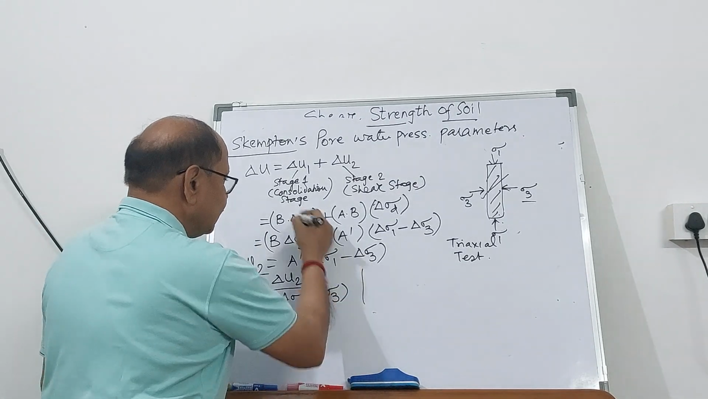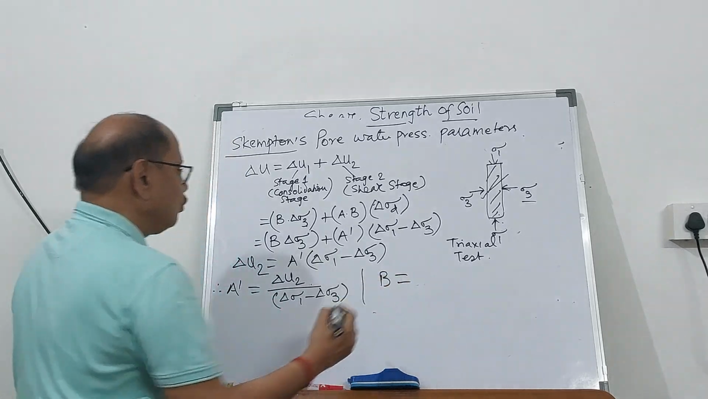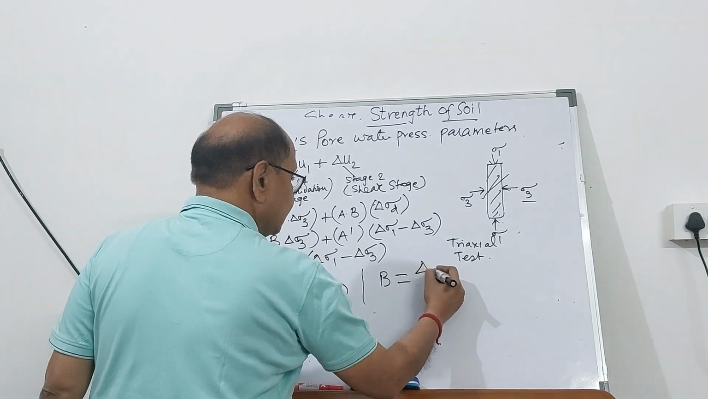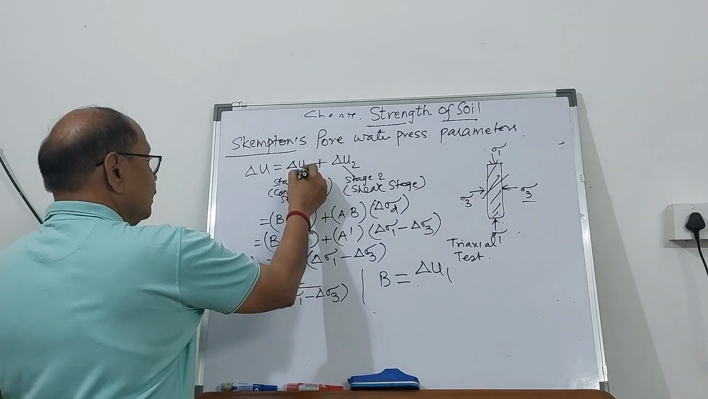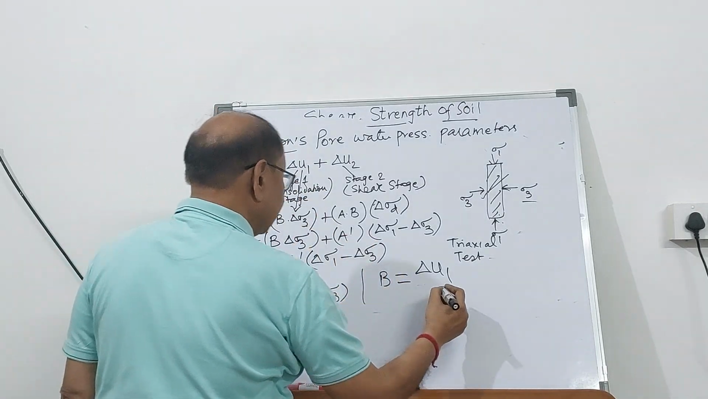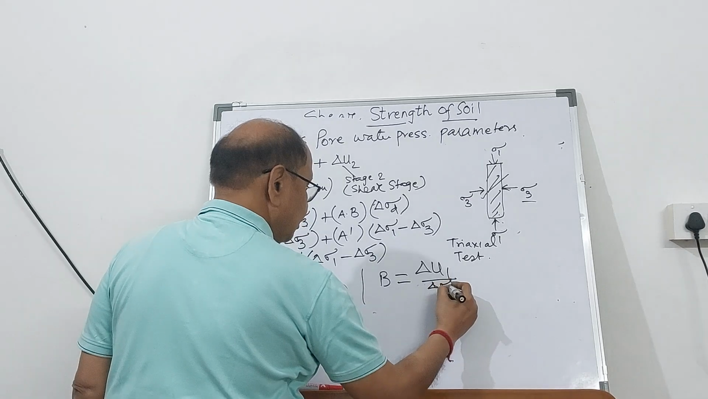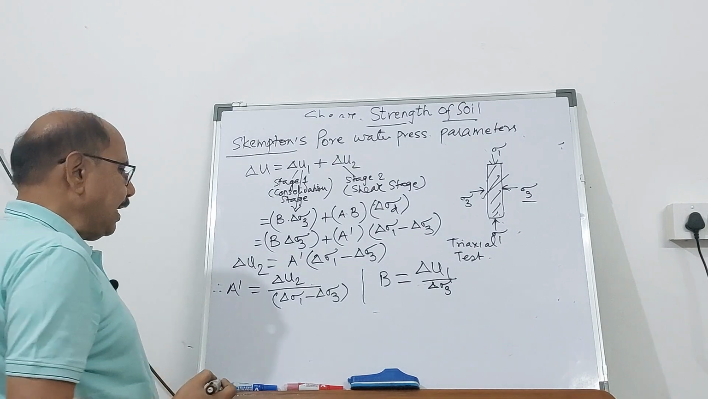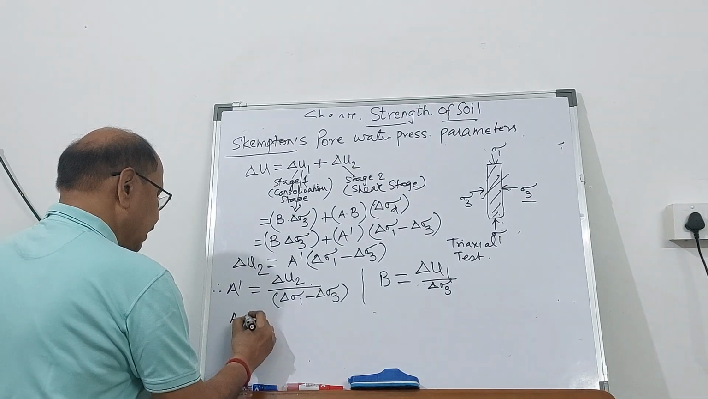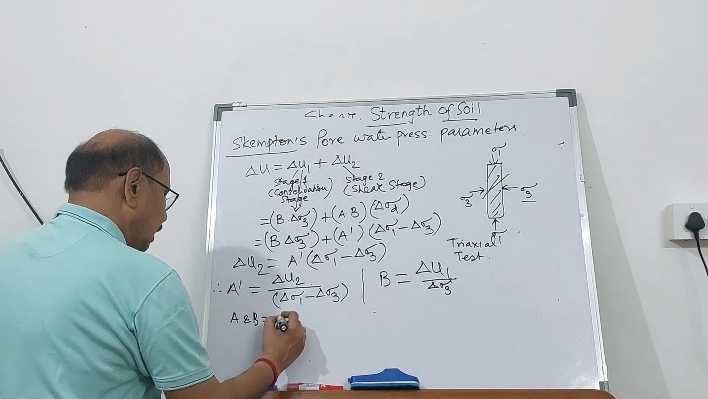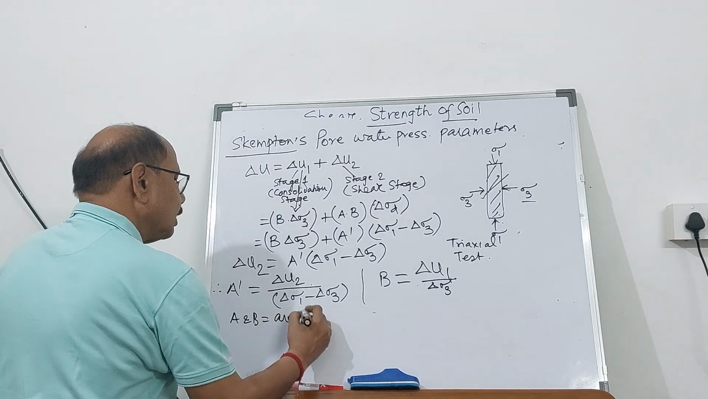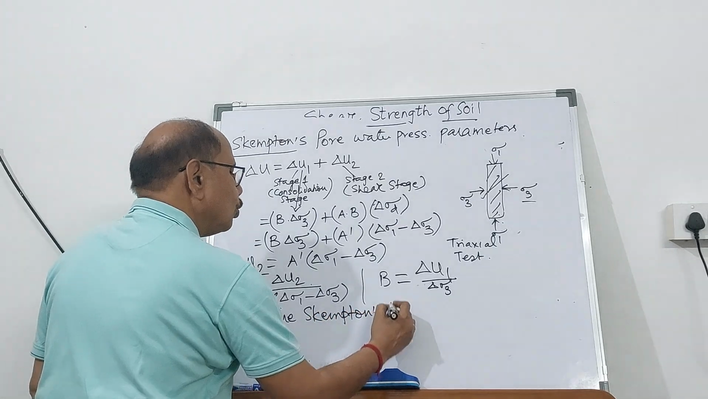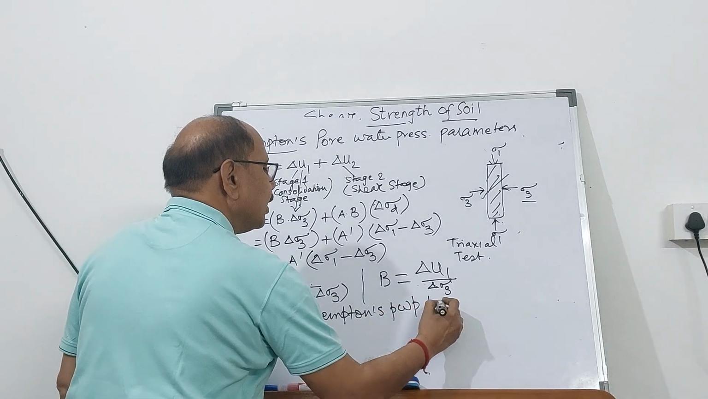B also, in a similar way, can be found out. So you know, delta U1 divided by delta sigma 3. So this becomes this, and A and B here are called Skempton's pore water pressure parameters.